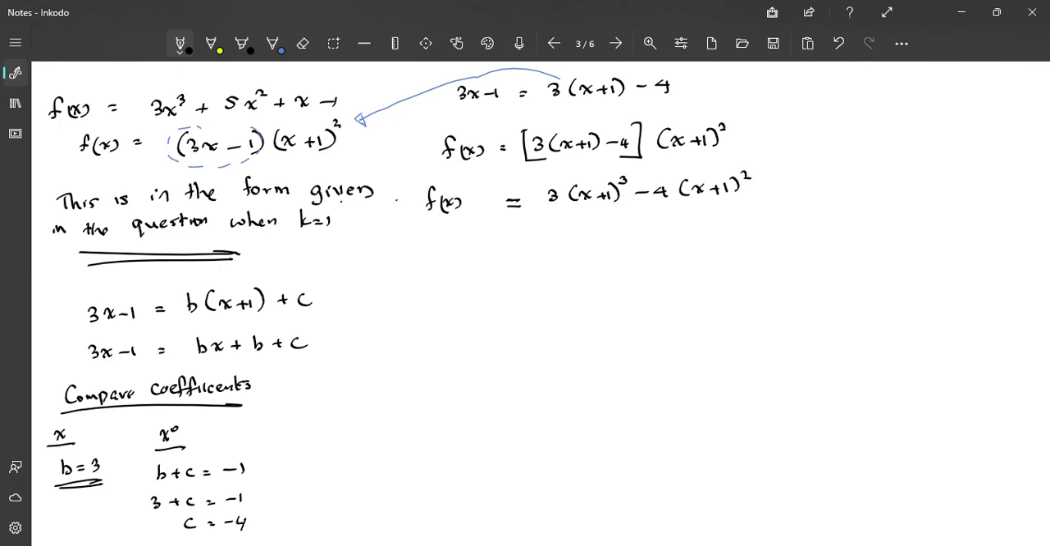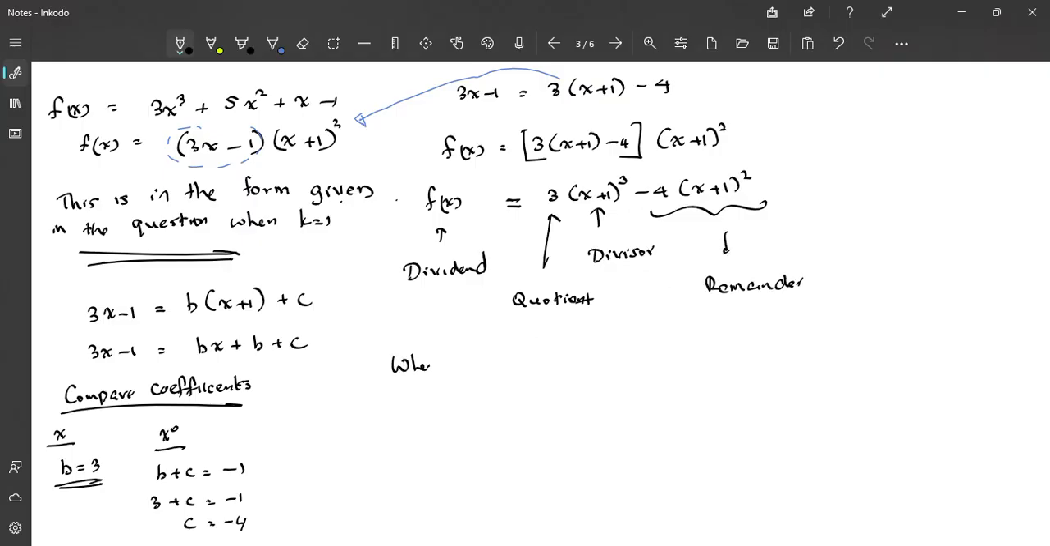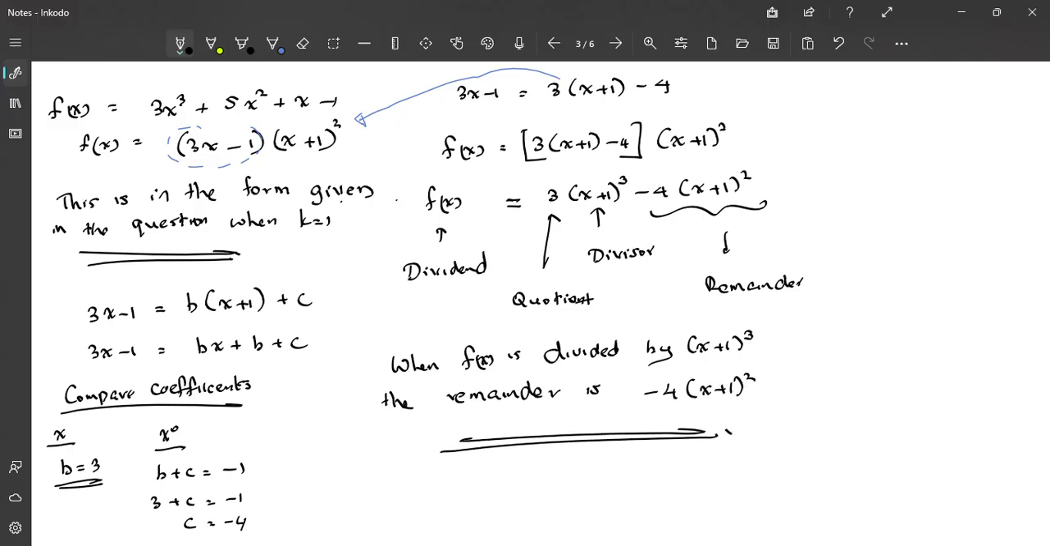Okay. Now what are they asking you? They are asking to find the remainder when f(x) is divided by (x plus 1) to the power 3. So you can see this is the dividend, this is the divisor, and this would be the quotient, which means this expression here will be the remainder. So when f(x) is divided by (x plus 1) to the power 3, the remainder is minus 4 times (x plus 1) to the power 2. Okay. Then this part is completed.